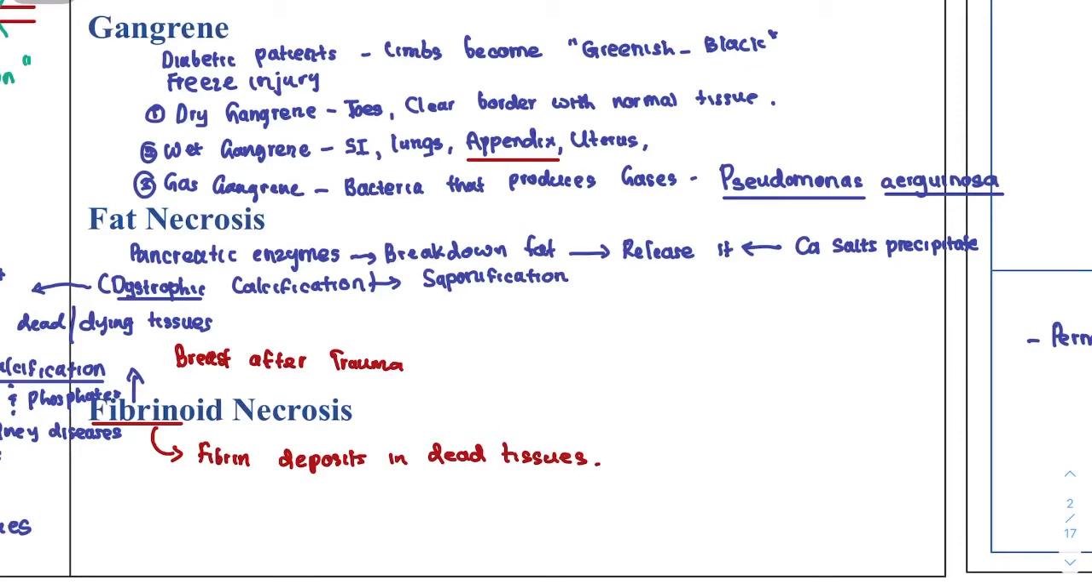And the third type is gas gangrene. There are bacteria that produce gases. One example is Clostridium perfringens. This is a very dangerous situation because if the gases leak into blood vessels, the gases can accumulate and the patient will die.